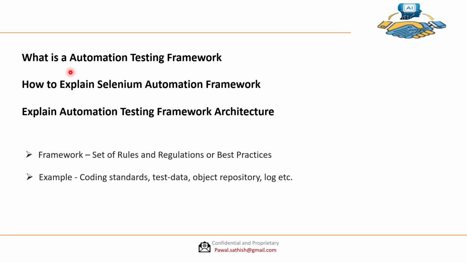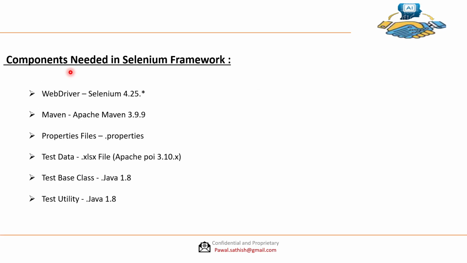Different components are needed in any framework, whether it is a hybrid framework, a BDD framework, or a keyword-driven framework. All these components are needed. First, WebDriver: the latest version, Selenium 4.25. Again, we require Maven, which we use for dependency purposes. Then we are using the properties file as well, to store key-value pairs.